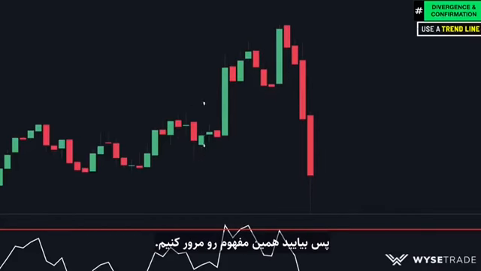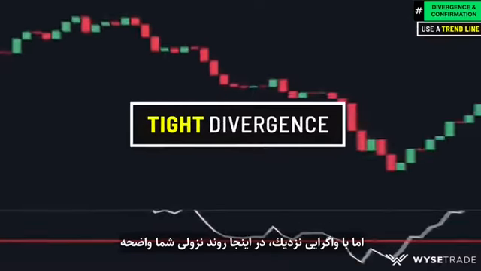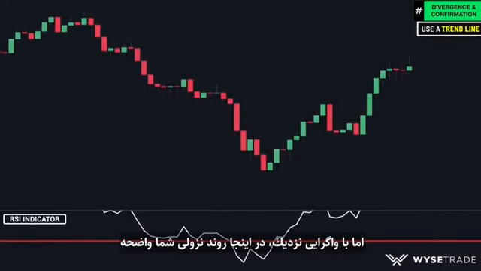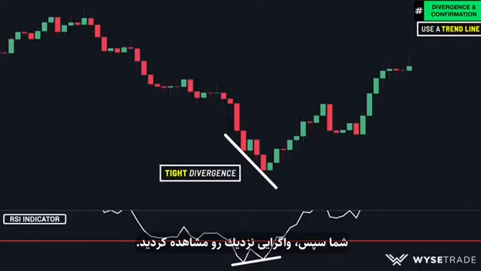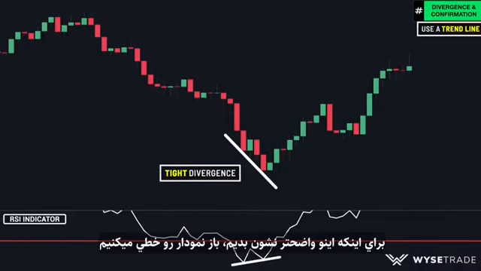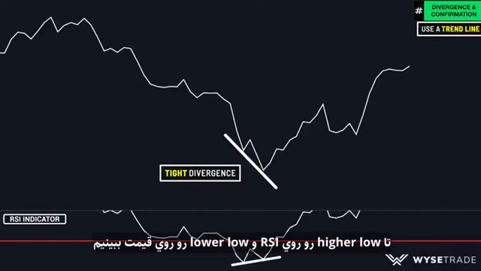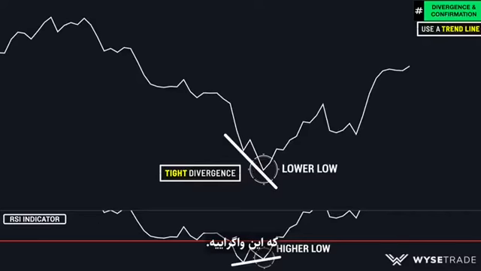So let's go through the same concept, but with tight divergence. Here's your clear moving downtrend. You then spotted your tight divergence. So let's switch this chart to a line chart to show this more clearly. Again, as you can clearly see, higher low on the RSI, lower low on price, which is divergence.